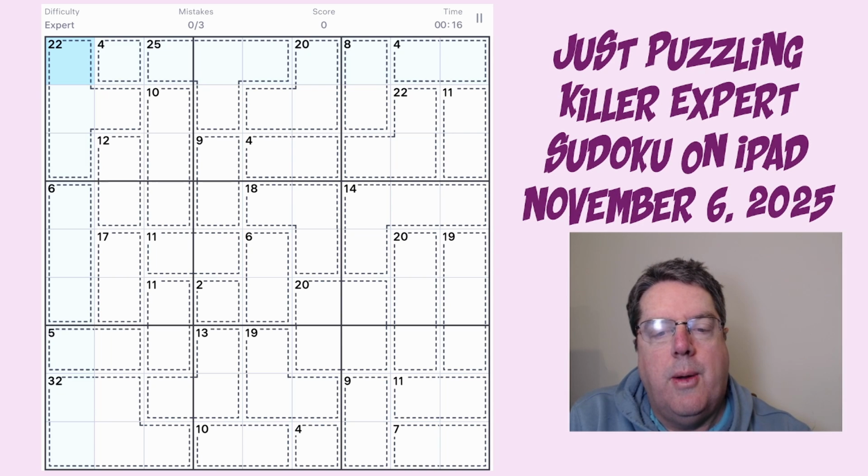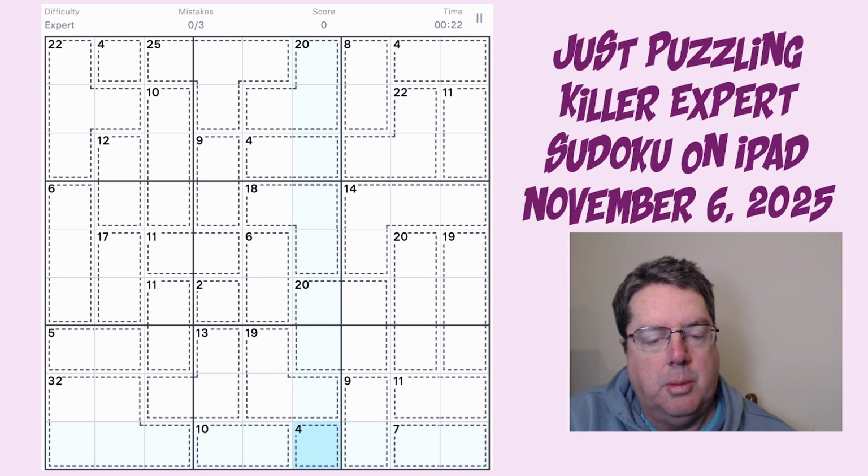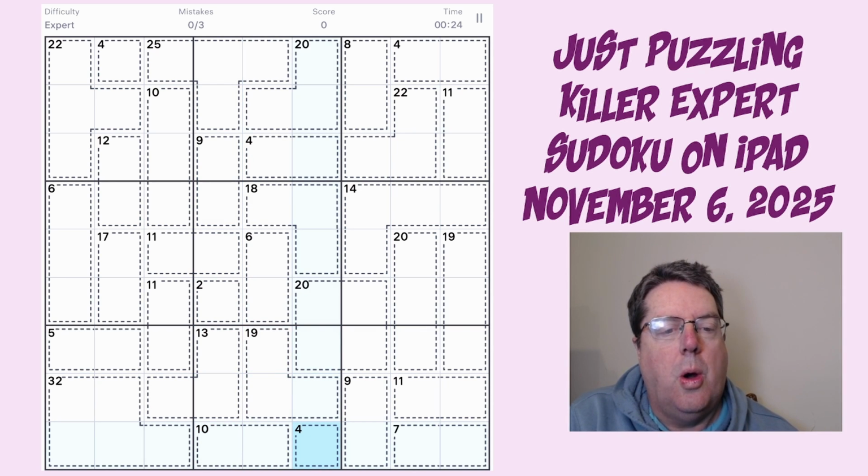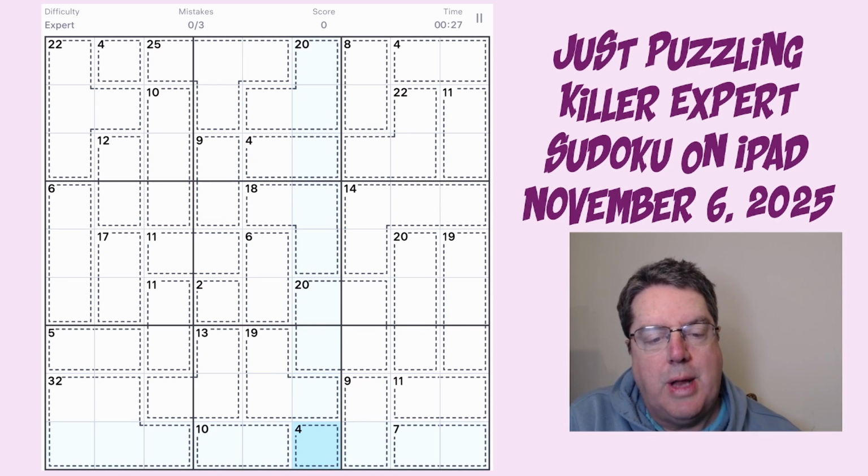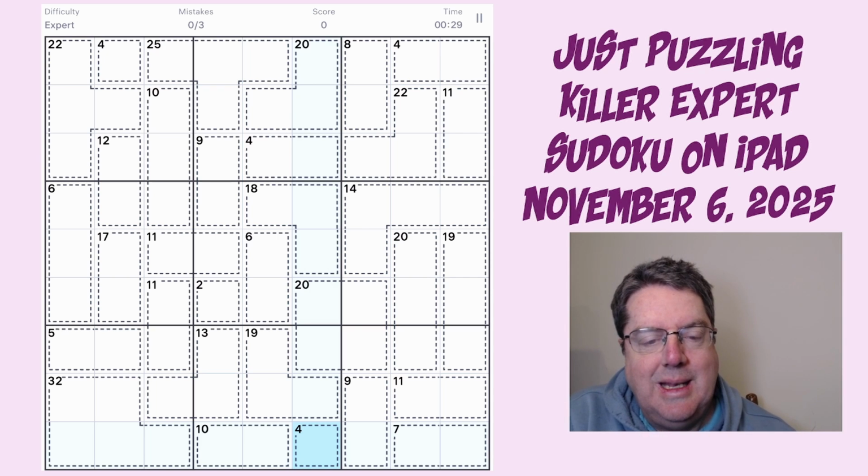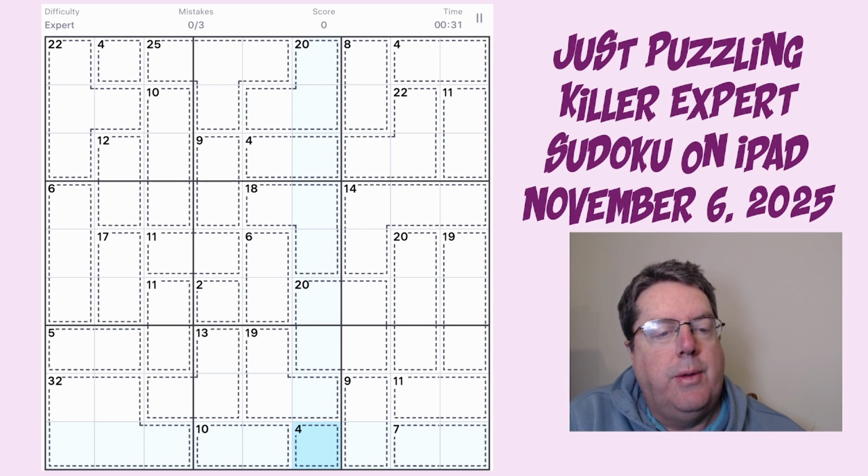Alright, so there are 9 rows, 9 columns, and 9 boxes. In each of the rows, columns, and boxes, we need unique numbers 1 through 9. As you can see in this Sudoku, there are absolutely no numbers shown anywhere. However, there are these cages.